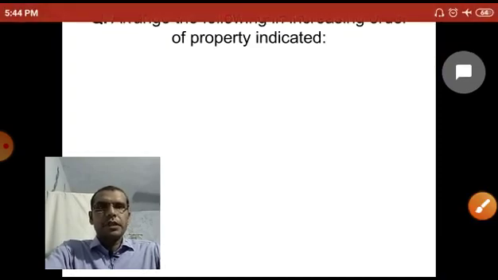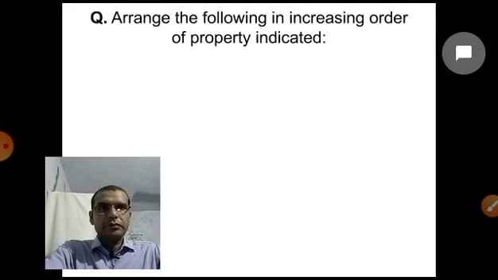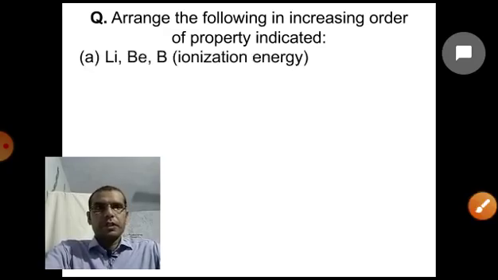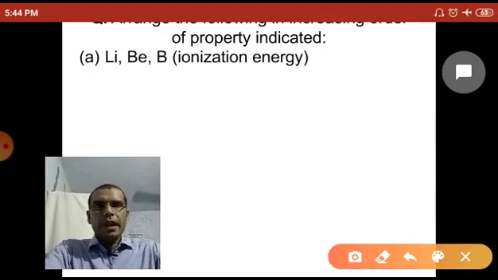Question number 1, arrange the following in increasing order of the property indicated. So there are some questions, and we have to arrange the following in increasing order of their properties which are indicated in the bracket. Number 1, arrange lithium, beryllium, boron according to their ionization energy.